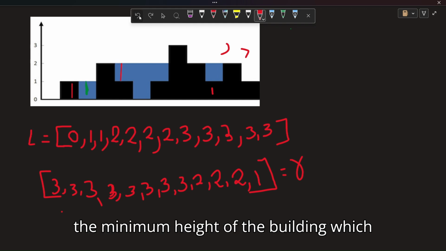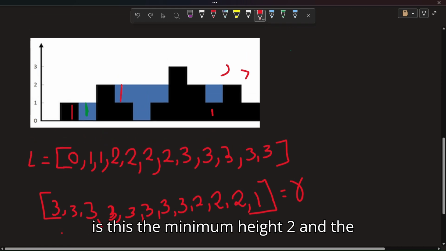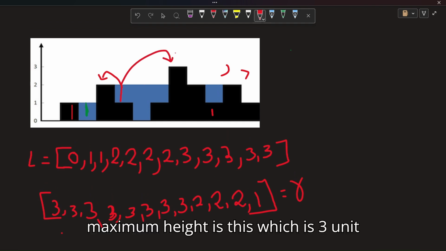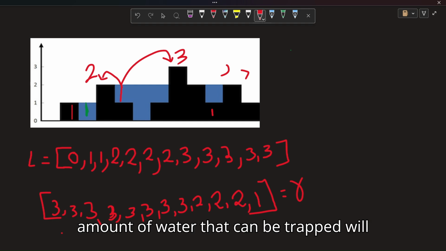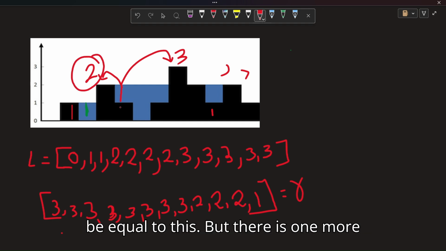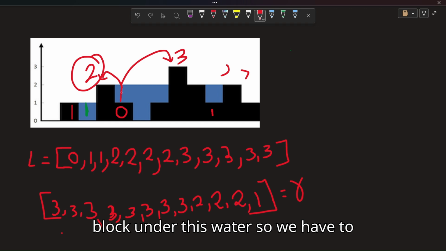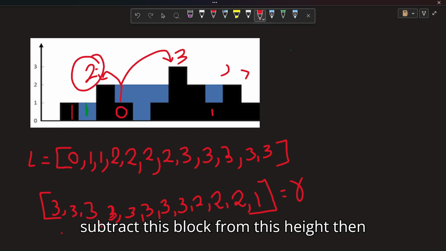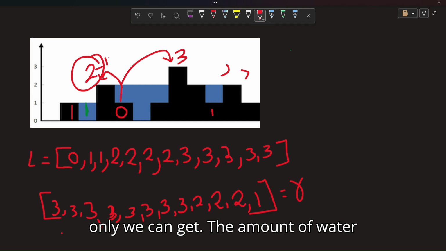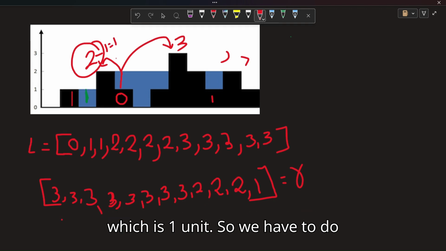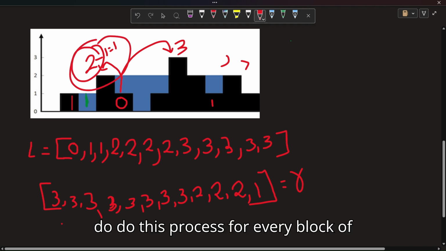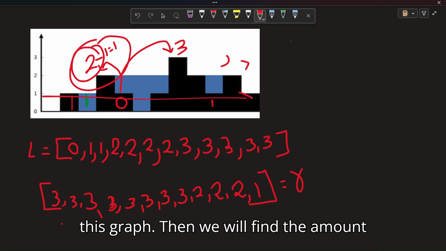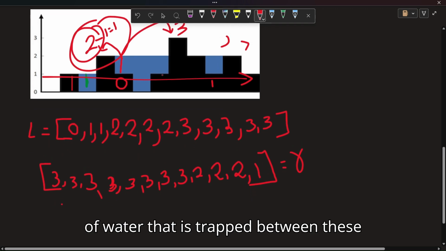is equal to the minimum height of the buildings. The maximum height is 3 units, and the minimum height is 2 units. So the amount of water that can be trapped will be equal to this, but there is one more block under this water, so we have to subtract this block from this height, then only we can get the amount of water, which is 1 unit. So we have to do this process for every block of this graph. Then we will find the amount of water that is trapped between these buildings.